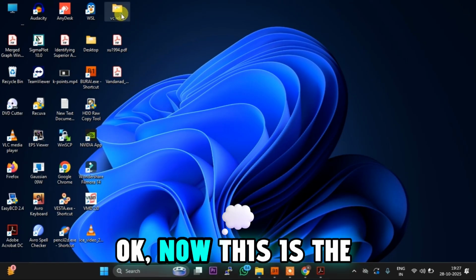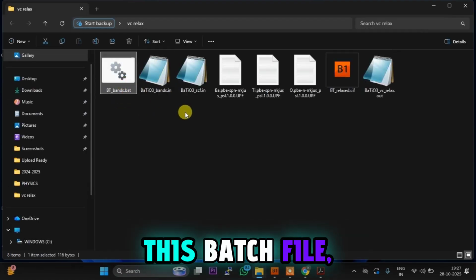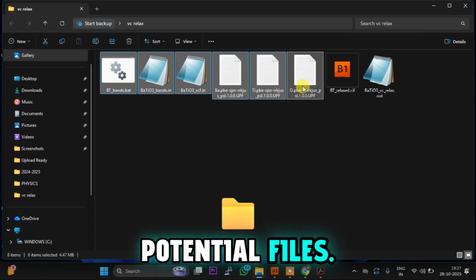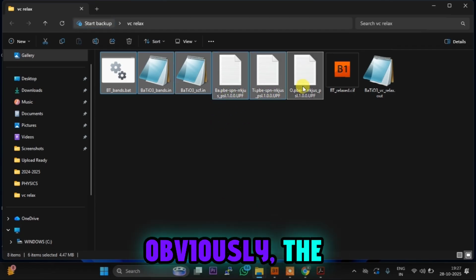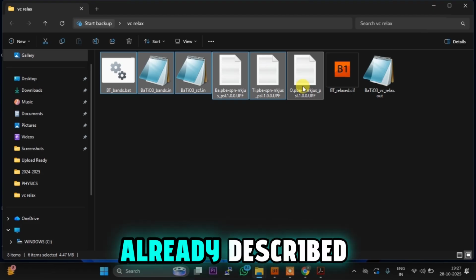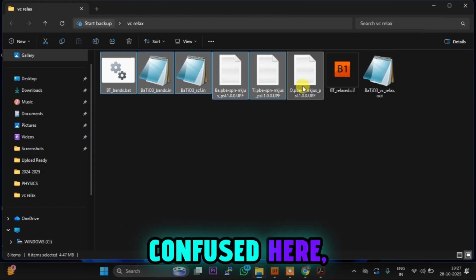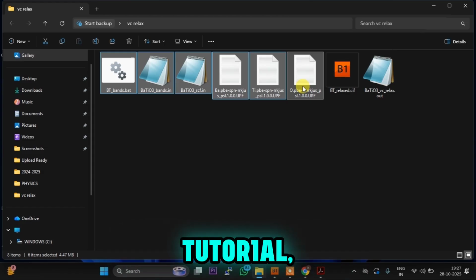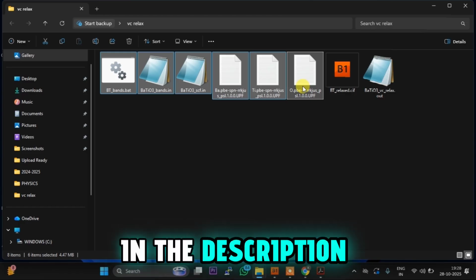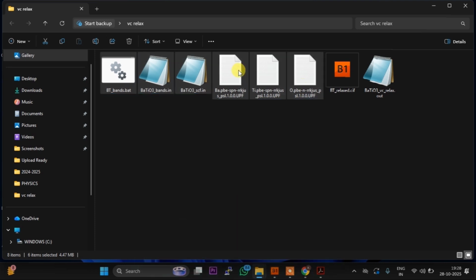Okay, now this is the VC Relax folder, right? So let me just take this batch file, the input files, and the pseudopotential files. Obviously, the pseudopotential files, the details of these, how to get these, all that I have already described in the second tutorial of this lecture series. If you are getting confused here, you can go to that second tutorial. And also, I have put all these files in the description box of this particular tutorial. Let's copy this.